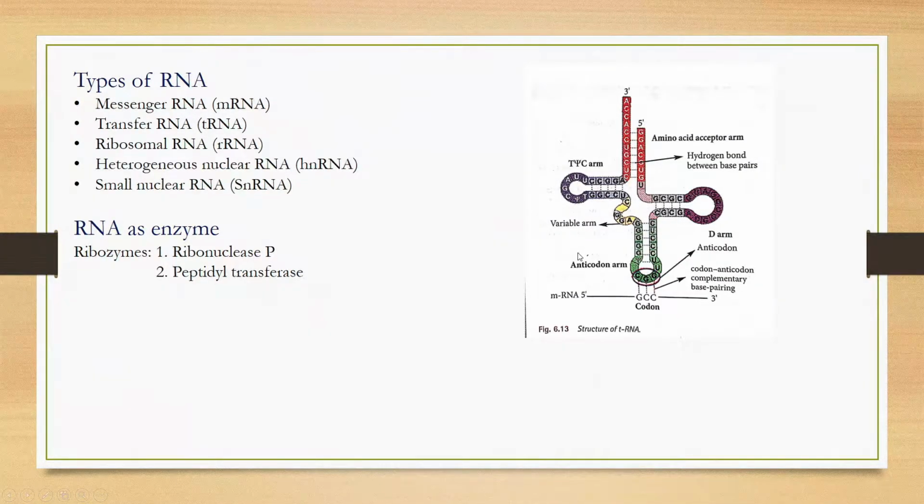Now come to the ribosomal RNA, rRNA. Ribosomes are supramolecular nucleoprotein complexes. Several ribosomes come together to form the polyribosome or polysome, providing a platform for protein biosynthesis. On the ribosomes, the mRNA interacts with tRNA, translating into the specific protein.